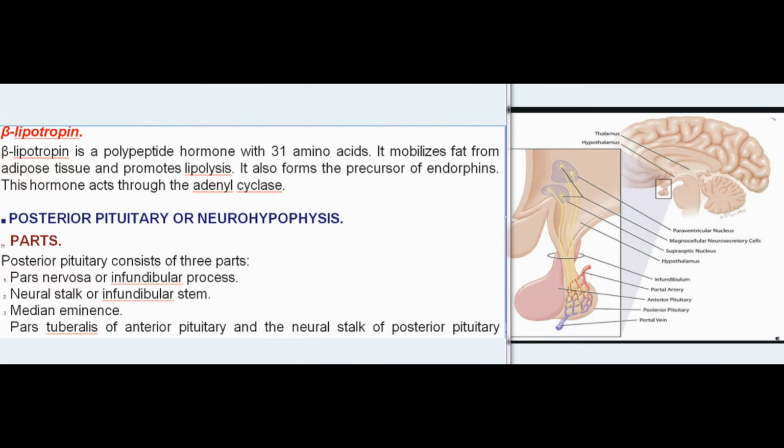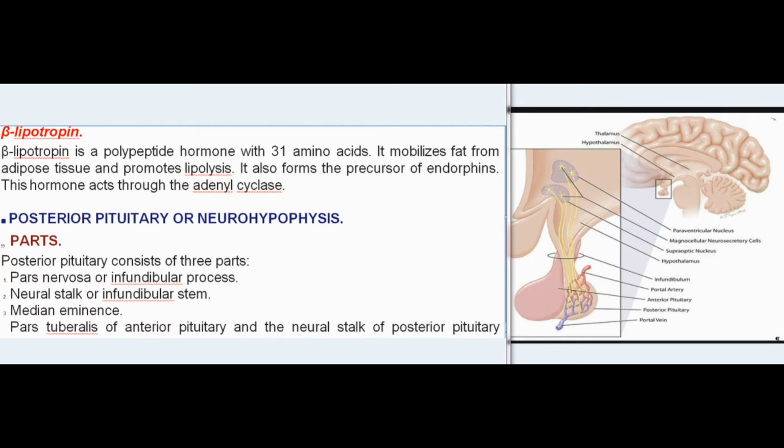Beta-Lipotrophin. Beta-Lipotrophin is a polypeptide hormone with 31 amino acids. It mobilizes fat from adipose tissue and promotes lipolysis. It also forms the precursor of endorphins. This hormone acts through the adenyl cyclase.